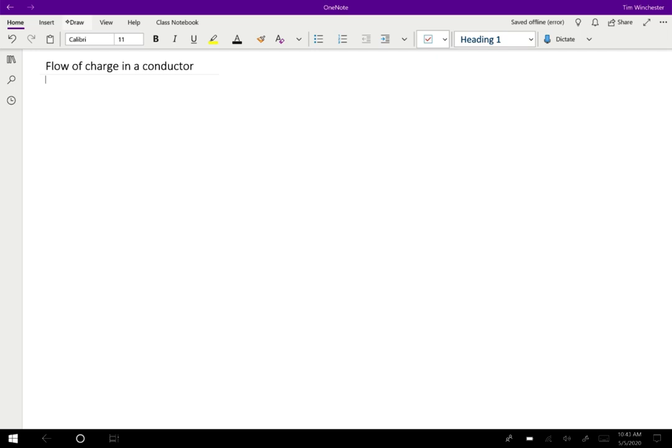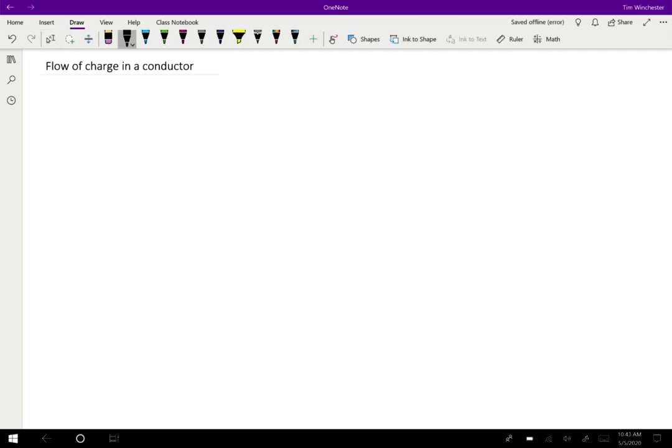So to begin with, suppose that we have a conductor like this. And we want to know what is the electric field in the conductor. Well, the rule that we have is that the electric field equals 0 inside the conductor.